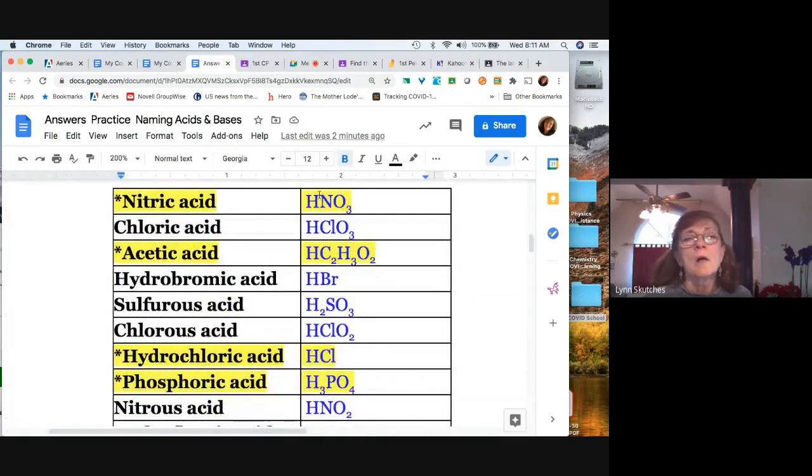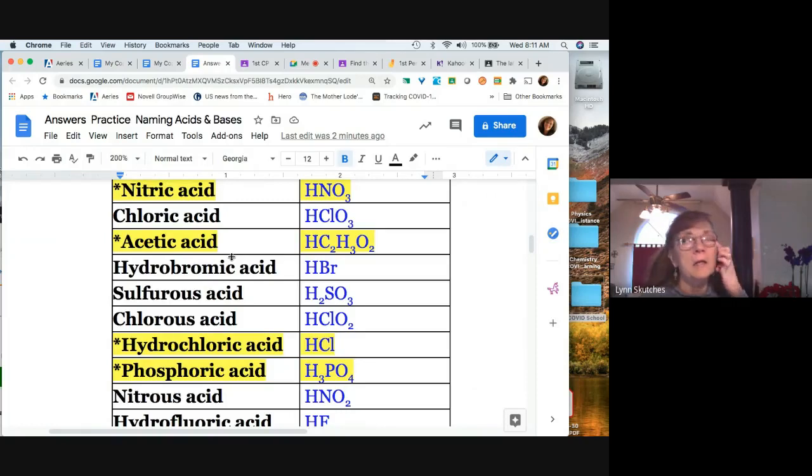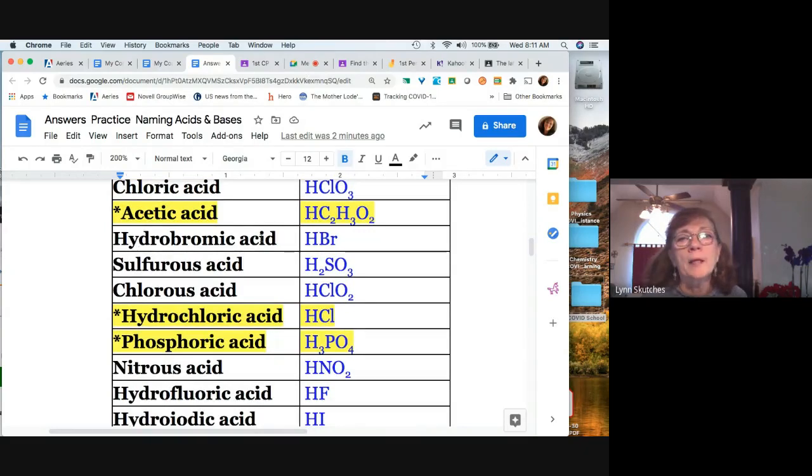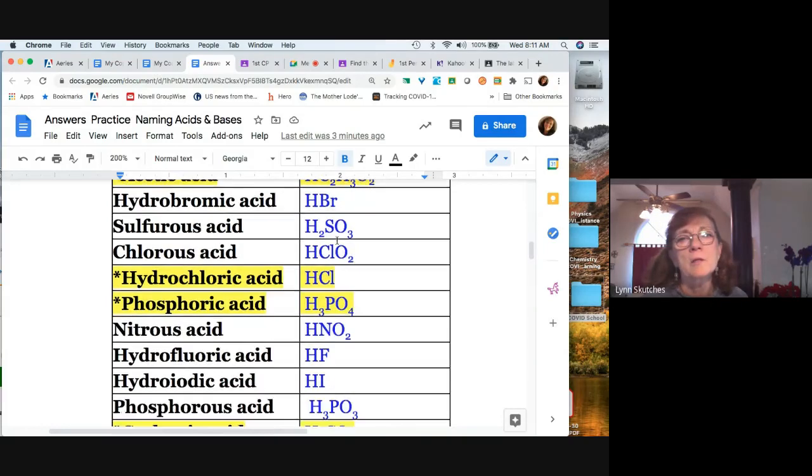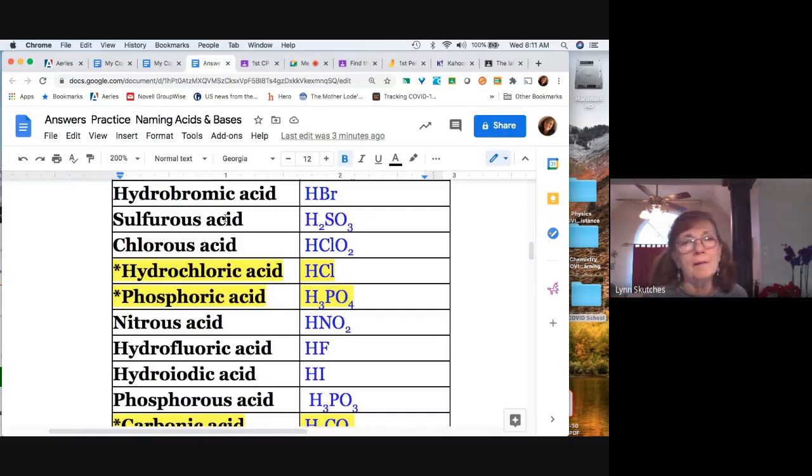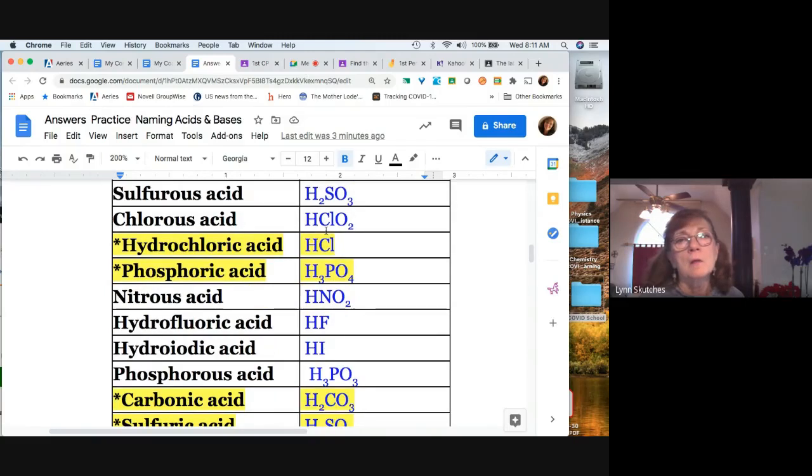So nitric acid has the nitrate ion. Chloric acid has the chlorate. Both of these are -1 anions, so we only need 1 hydrogen. Acetic acid has the acetate ion. Again, it's a -1, so you only need 1 hydrogen. Here's a binary acid, hydrobromic acid, hydrogen bromine. I think I did that one with you guys in this class. I did different ones all throughout the day. Anyway, sulfurous acid is the sulfite ion, SO3. It has a -2 charge, so I need 2 hydrogens. Chlorous acid is the chlorite ion.